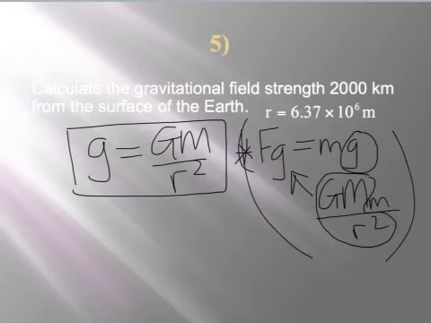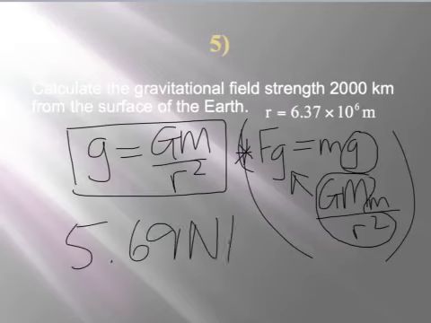Okay, so just plugging in the numbers, 6.67 times 10 to the negative 11 for big G, 5.98 by 10 to the power of 24 for the mass, and just being careful to add on the 2 million meters. That's 2,000 kilometers, so that's 2 million meters. Adding that on to the 6.37 million meters, you'll get 8.37 million meters squared on the bottom. In that case, with some careful number crunching, you should get the answer 5.69 newtons per kilogram.